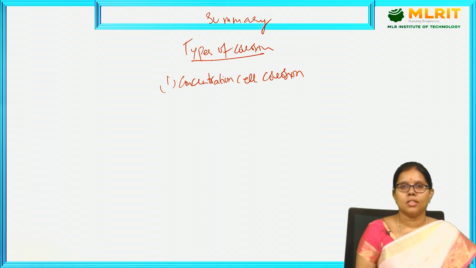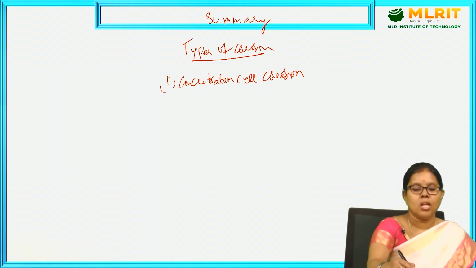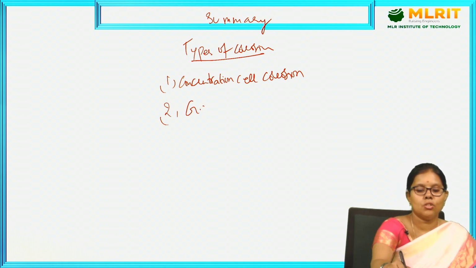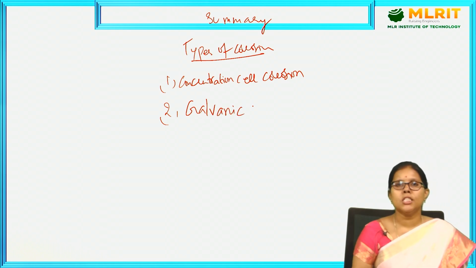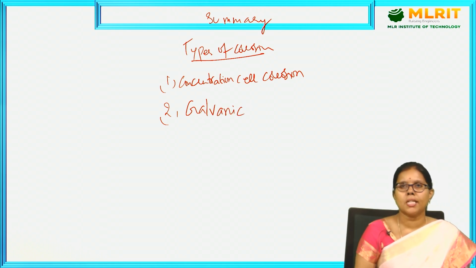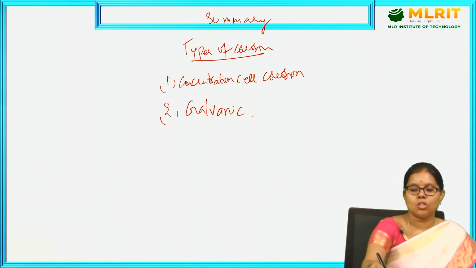We have taken examples such as corners, and a metal rod half dipped in the electrolyte solution. The second one is galvanic corrosion. When two dissimilar metals are connected and placed in an electrolyte solution or in a corrosive medium, one metal is affected by the other metal. That is called galvanic corrosion.